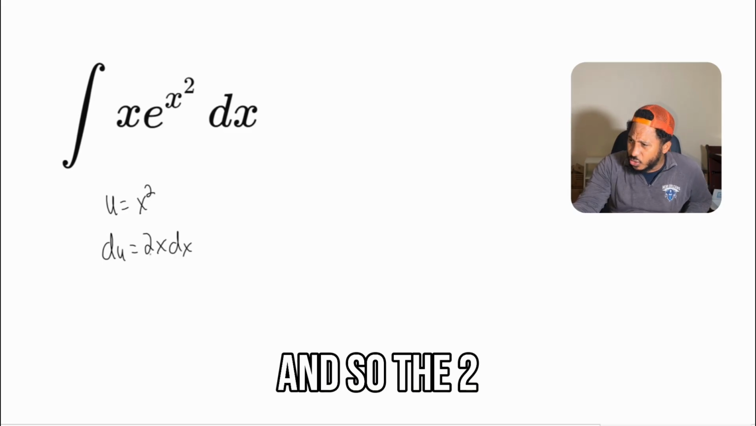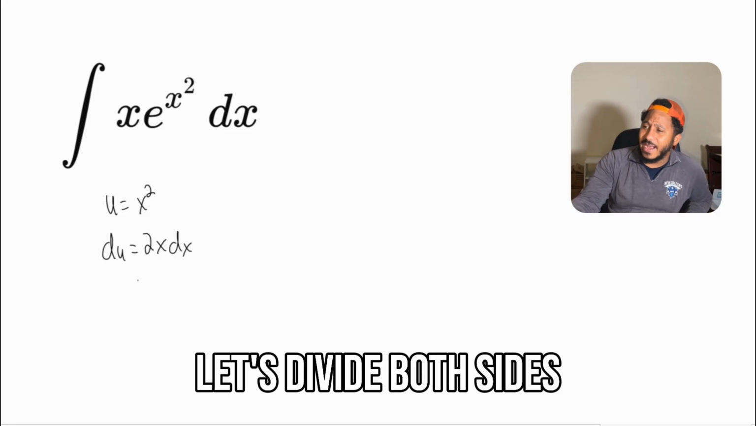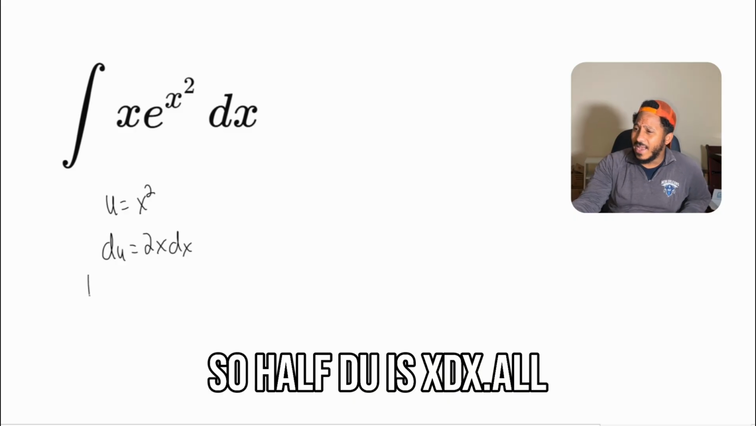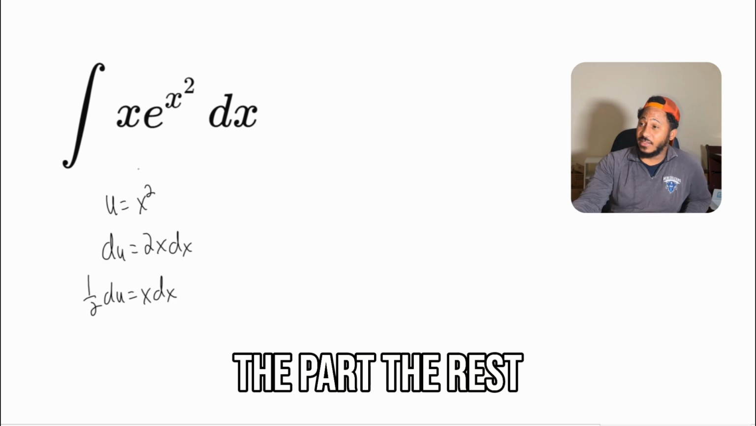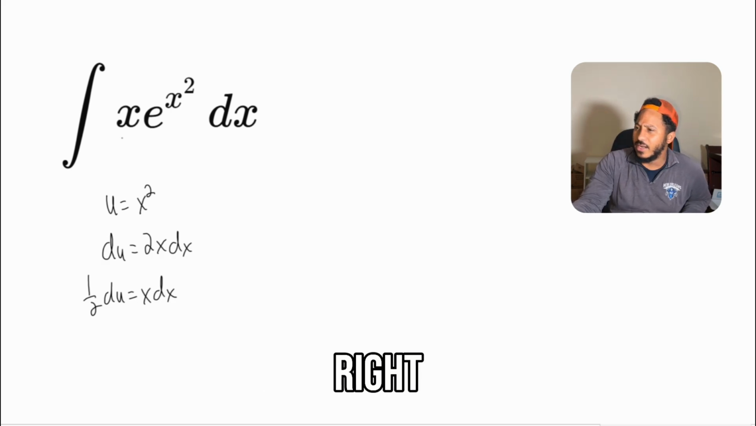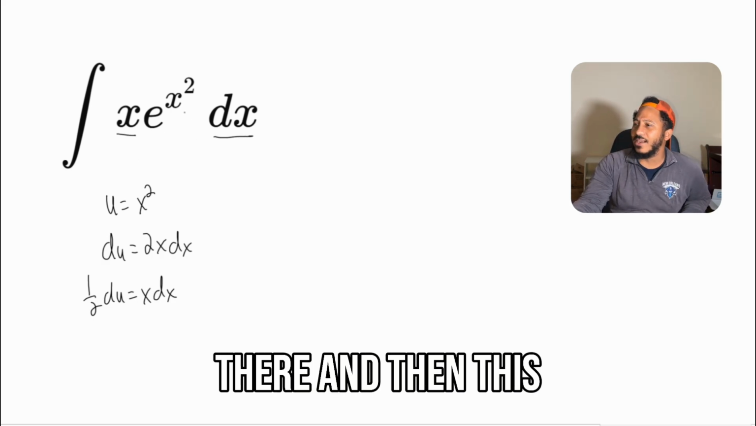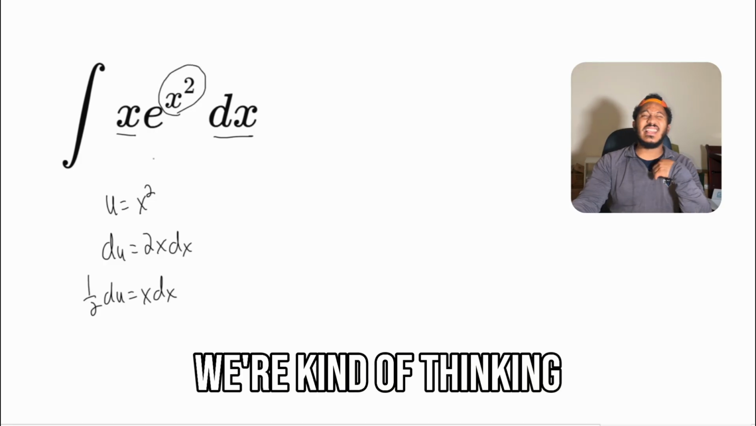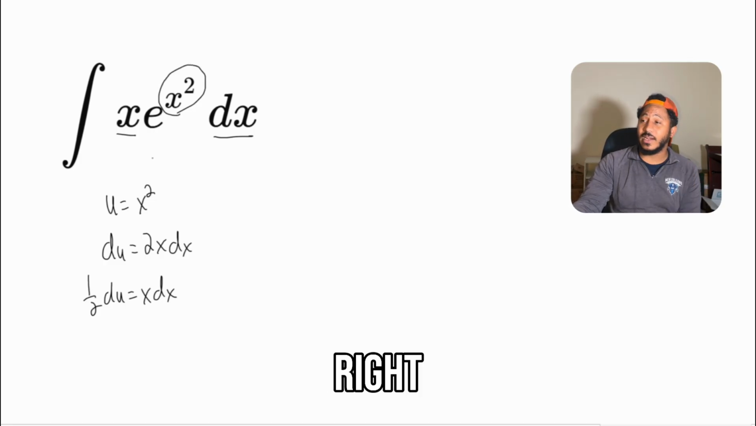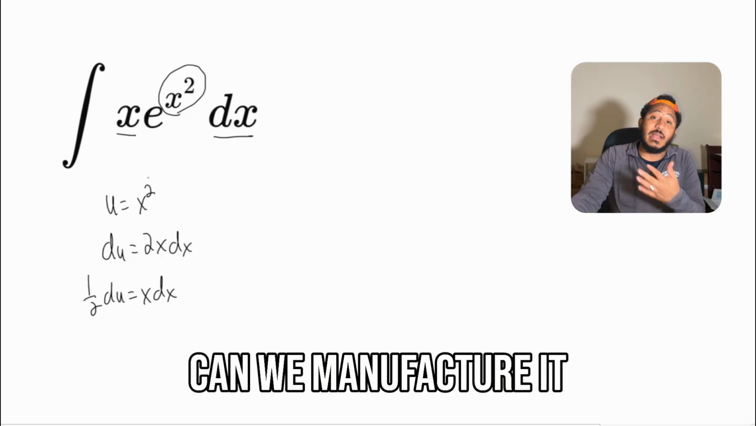And so the 2, we can manufacture that by just saying, well, let's divide both sides by 2. So half du is x dx. And so now we have exactly the rest of the integrand. The x dx is still sitting there, and then this would be our u. And so, again, we're kind of thinking ahead when we're considering u-subs. Is the du somewhere in the problem, or can we manufacture it?